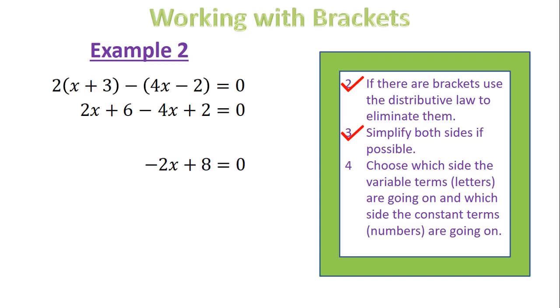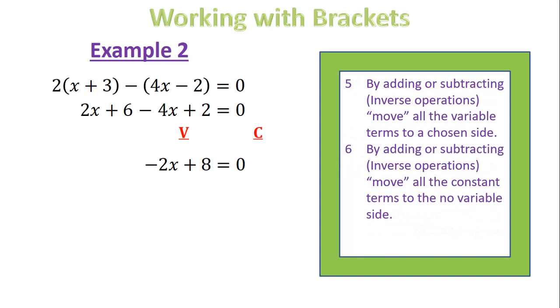Step 4. Choose which side the variable terms are going on and which side the constant terms are going on. Now in the equation we've got left here, minus 2x plus 8 equals 0. It doesn't really matter which side you choose. For our example, however, I'm going to choose my variables on the left and my constants on the right. If you did it the other way, you will get the same answer, so don't stress. And that's step 4. Done.